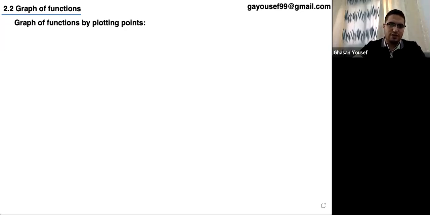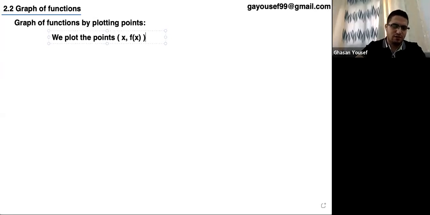Okay, so here I can say we plot the points x comma f of x. I mean, we plug the point inside the function. So my x coordinate is x, and when we plug it inside the function, I get f of x. So here in the Cartesian plane or in the coordinate plane.